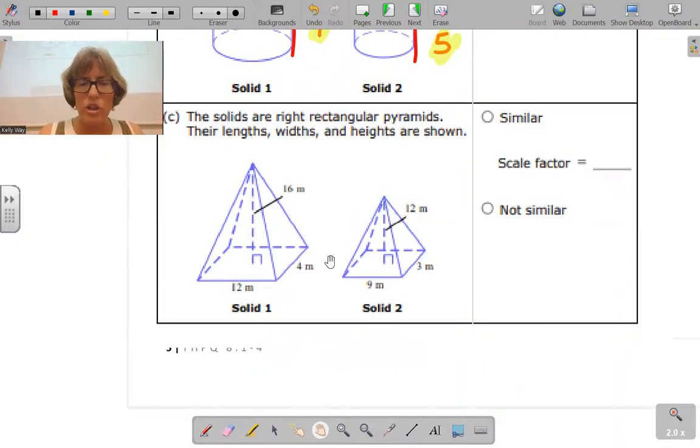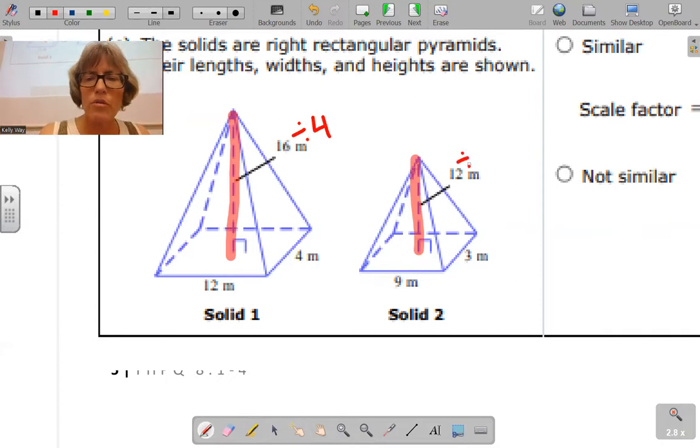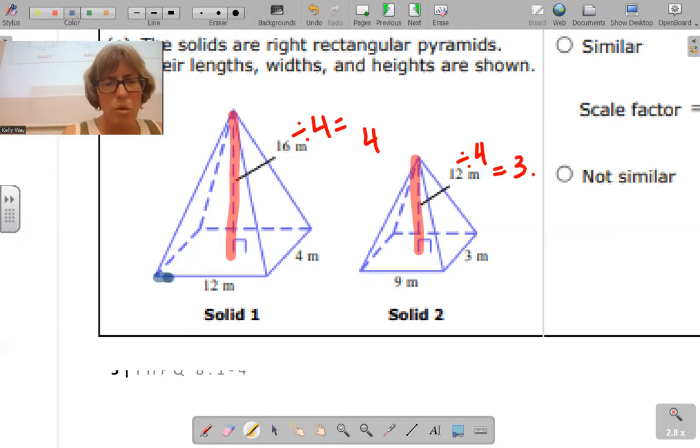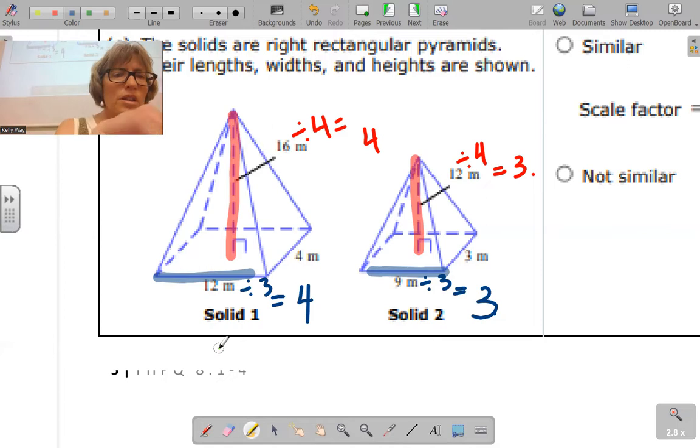Let's check here. We actually have 3 things to check. Here we're going to go height to height, 16 to 12. Both are divisible by 4, of course. Divided by 4, divided by 4. This is going to be a 4 and a 3. Let's check this way. 12 and 9, both divisible by 3. This is 4 and 3. This edge length right here, 4 to 3.